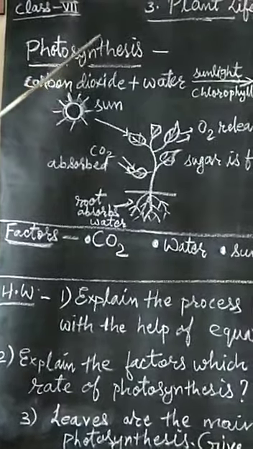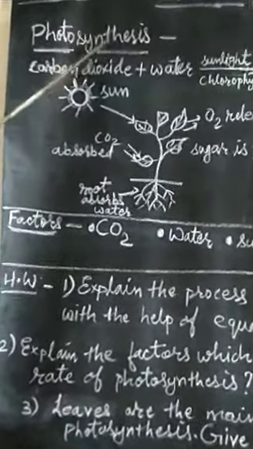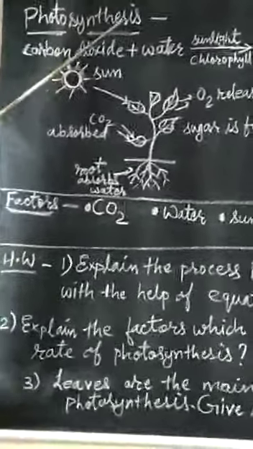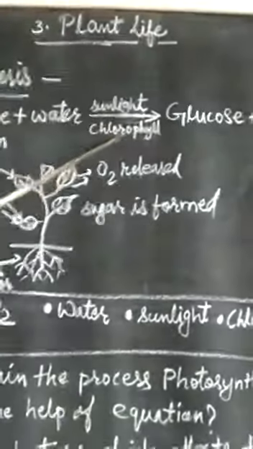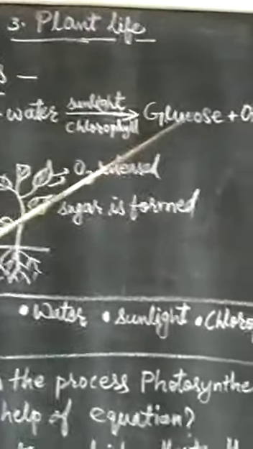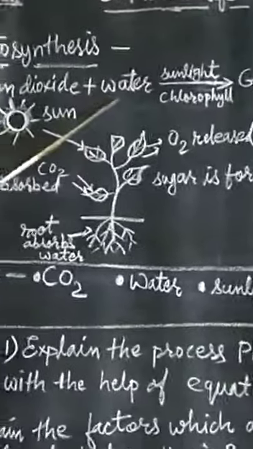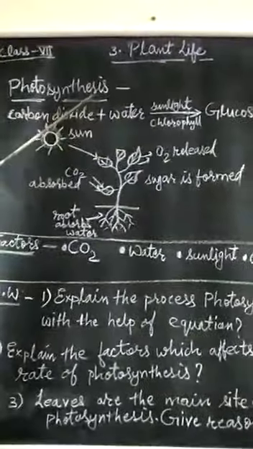Plants make their food with the help of carbon dioxide and water in the presence of sunlight, and with the help of chlorophyll they make glucose and oxygen. This is the equation of photosynthesis, and this equation explains the process of photosynthesis.